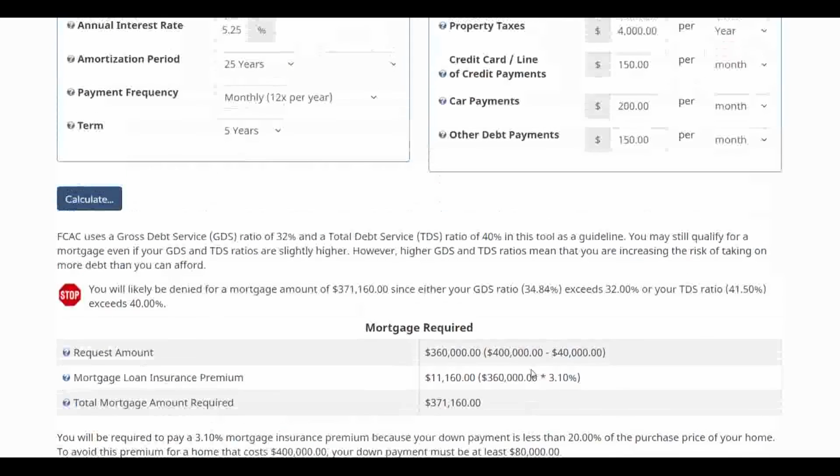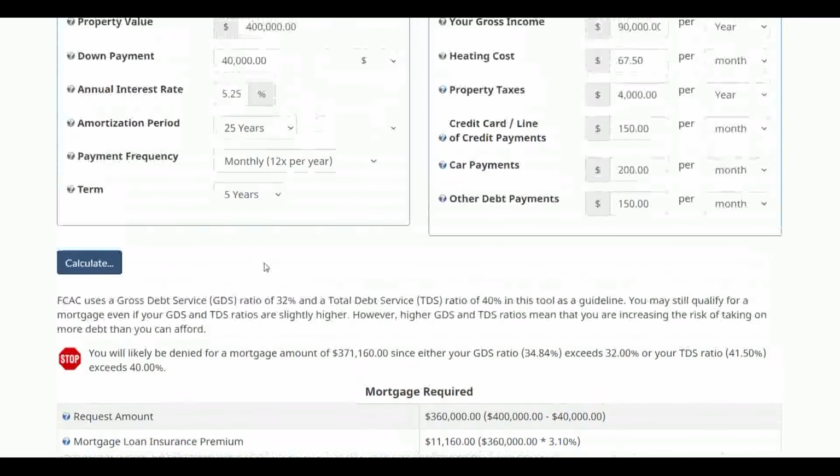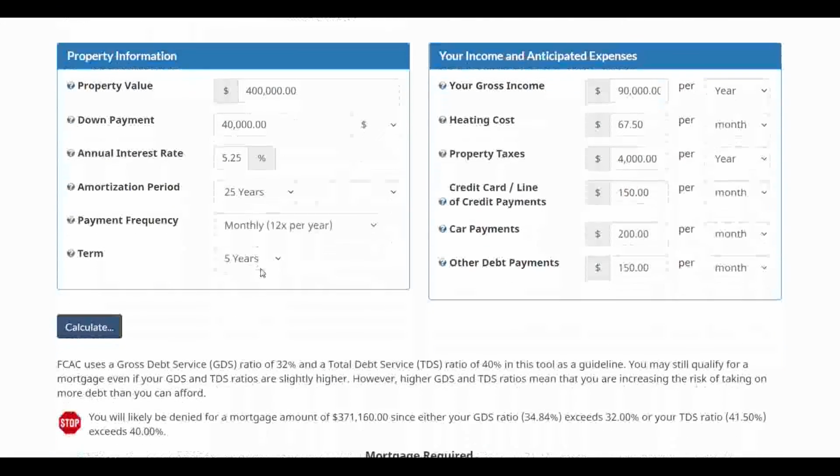So that's how you would use this tool, right? You want to keep in mind a few things. Now, this 32-40 ratio recommendation that the government is providing, it's very conservative. Most banks are not that conservative, depending on your credit. So you would use this to give you a general sense of if you're on the right path to getting the house that you want, how much income you're going to need, and if you have a sufficient down payment as well.